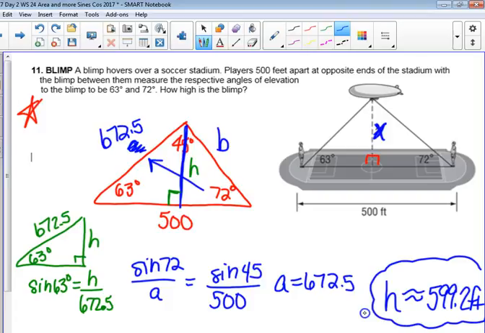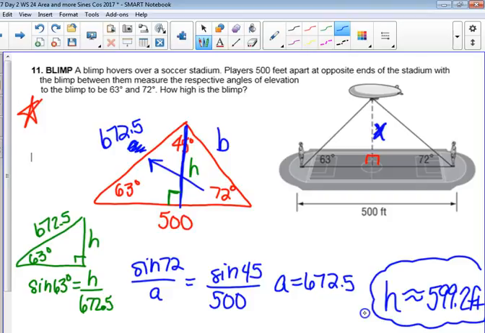That idea where you have to find some distance and then use that to find the height is used a lot on those application worksheets, which are 25 and 26. Any questions on those?